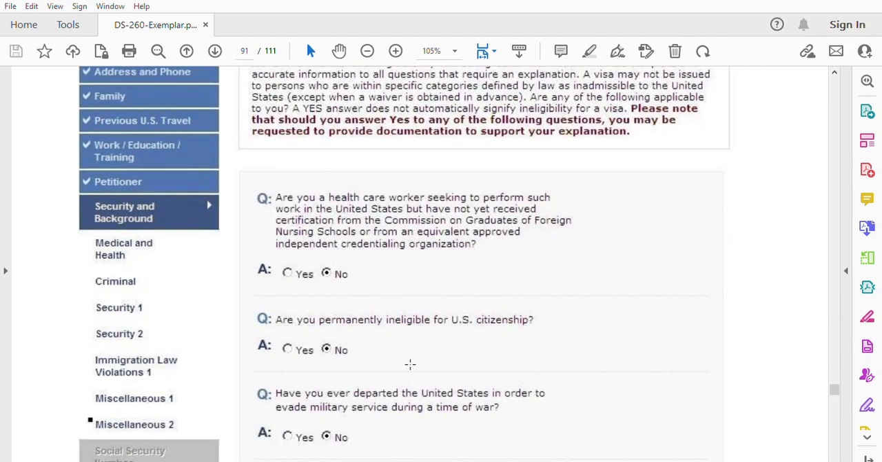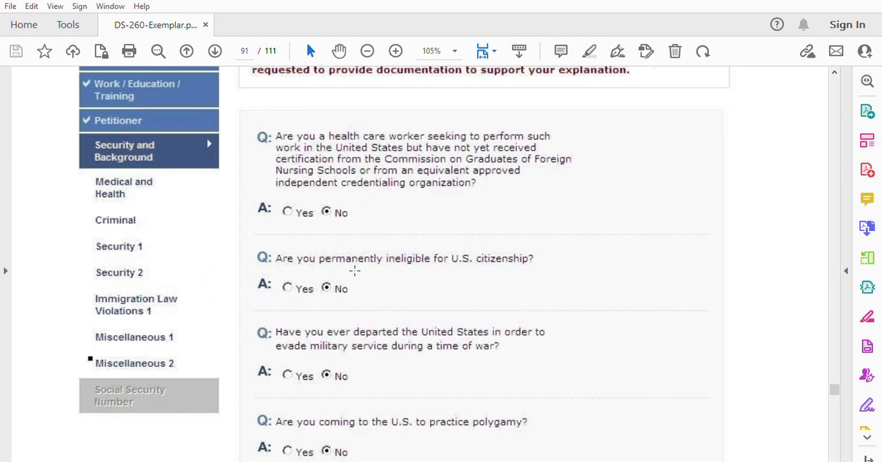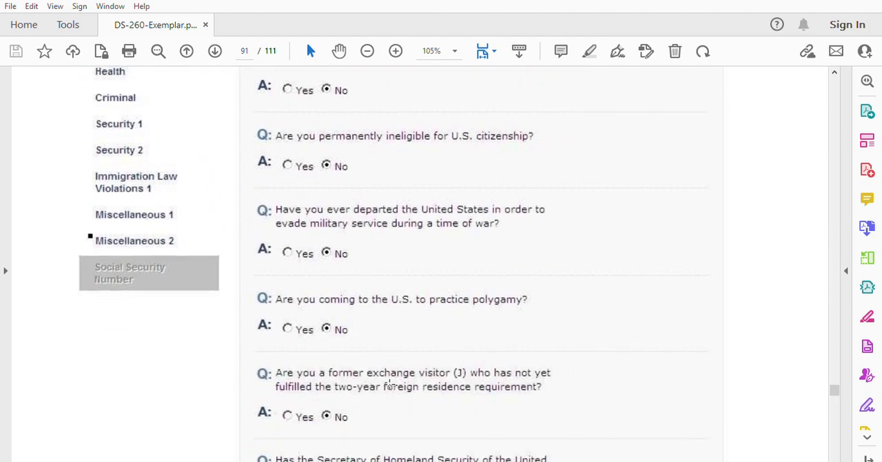So we're still talking about the security questions right here. Please read this very carefully and answer them accordingly.